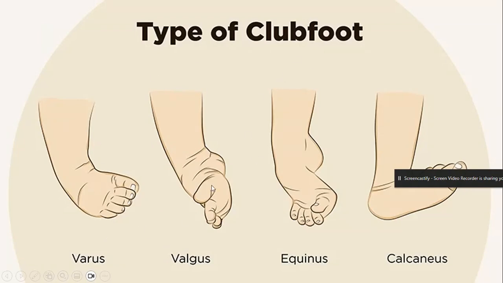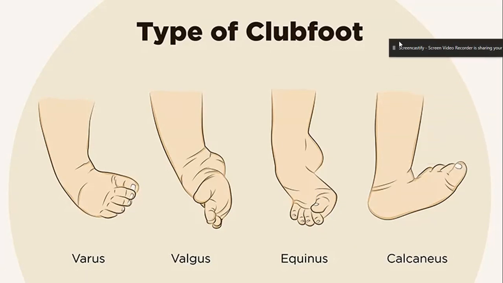This is varus. This is valgus. So varus is the general type, which is inward. Yeah, it looks like a J. Valgus looks like an L. Equinus is where you're walking on your front, as you can see here, on your ball. Equinus looks like a horse or a toe dancer. This is calcaneus, where you're literally walking right here. It's like it's very hot and you're trying to walk on hot sand. So that's why you're walking on your calcaneus. Must be very painful for the child.